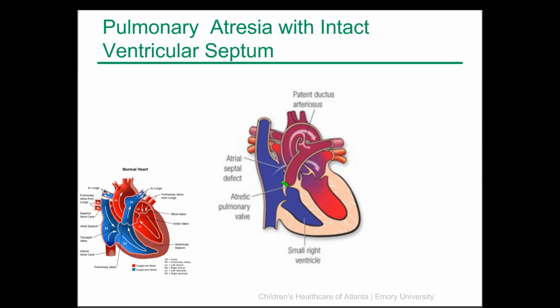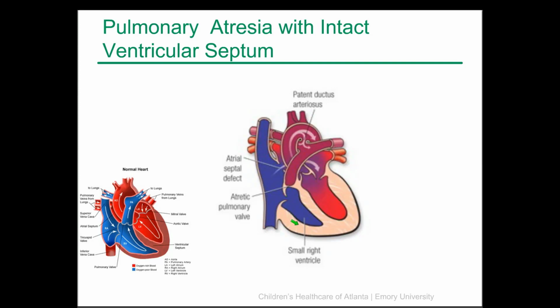And in this particular case, we have an intact ventricular septum. We'll talk later about what happens when you don't have an intact ventricular septum. These two defects do act a little bit differently. So where's the blood going to go now? It can't go out the aorta.